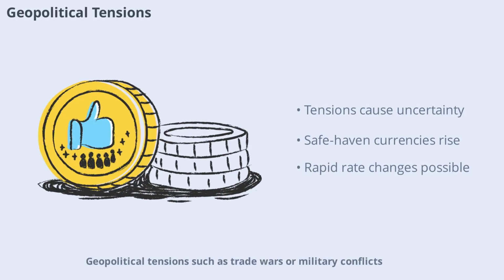Geopolitical tensions, such as trade wars or military conflicts, can create uncertainty in currency markets. Investors may move their money to safer currencies, causing rapid shifts in exchange rates. Understanding the link between global events and currency movements can help you make better financial decisions in uncertain times.